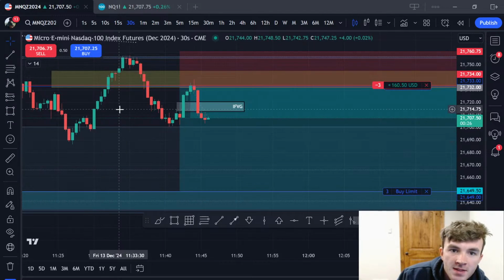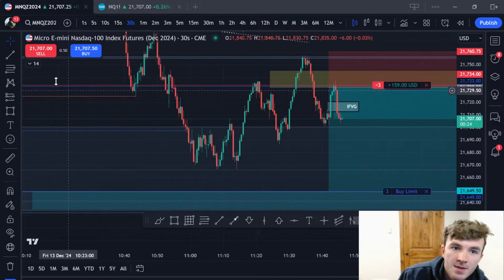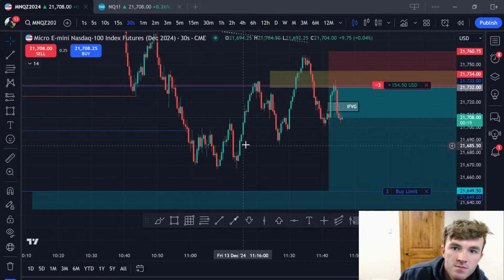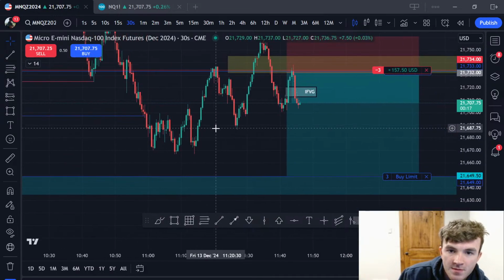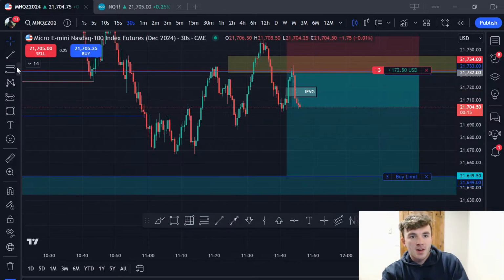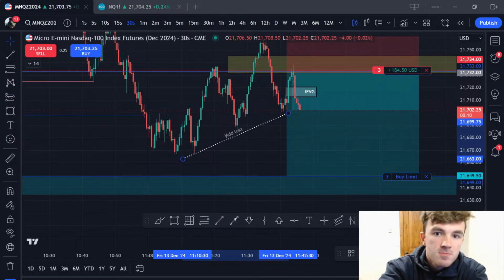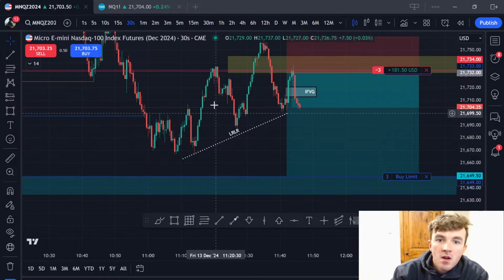I feel like this trade could have been higher probability, if I'm being completely honest. But it might work out, especially because we inversed the downside, and we got good LRLR, and we got SMT. So we'll see.